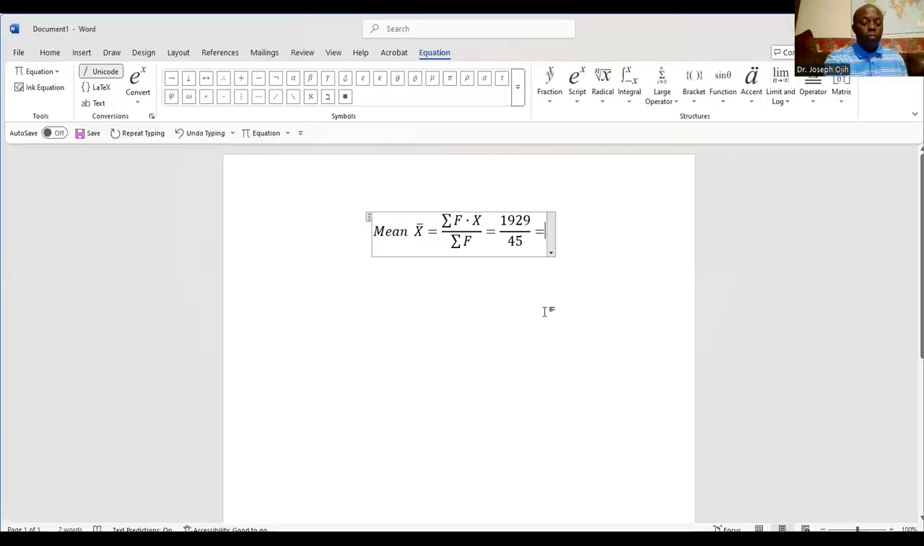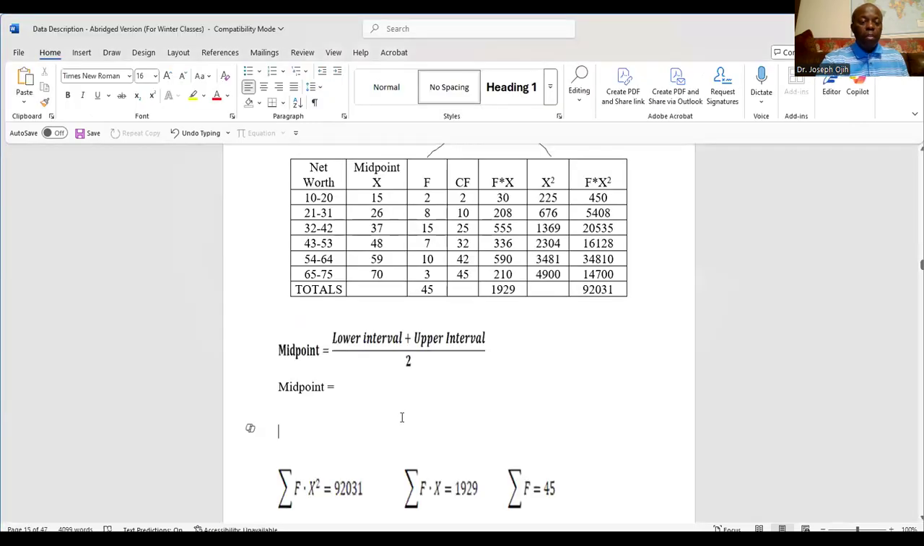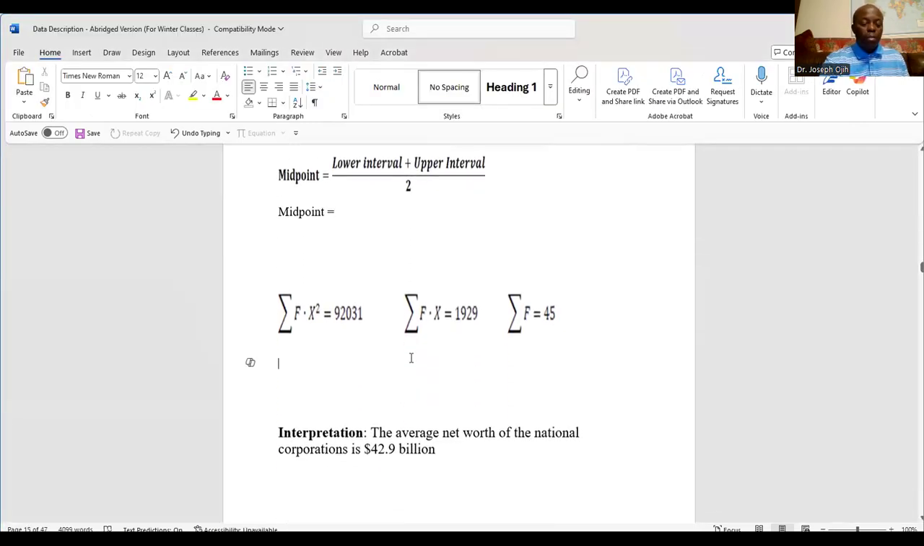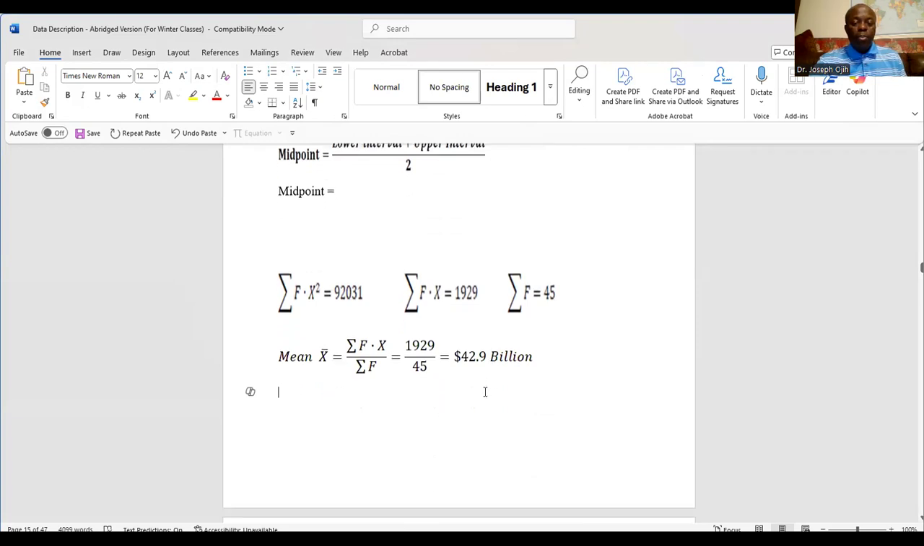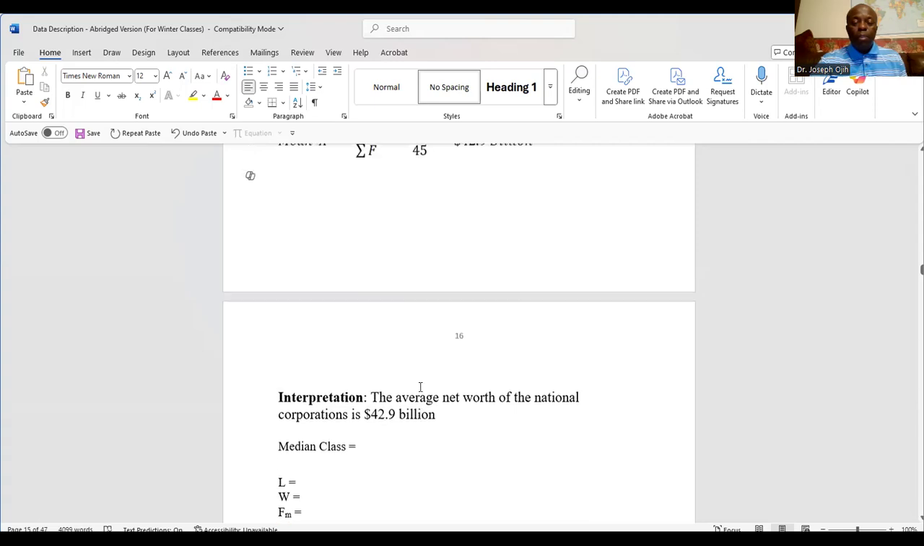So $42.9 billion. Excuse me. Okay, so that means the average net worth of each corporation is $42.9 billion. So let's put this on the main book. So the mean becomes 42.9 billion. So you can see my interpretation that the average net worth of the national corporation is 42.9 billion.